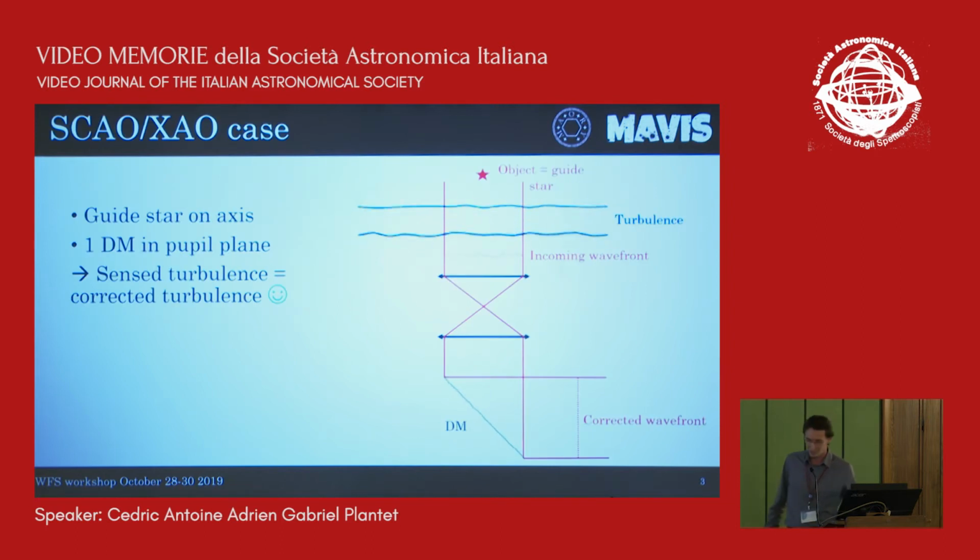So let's start from a simple case where you have the guide star on axis. That could be the object you want to observe. And here you see that I have the ultimate wavefront sensor, actually, because it perfectly senses the wavefront and it doesn't even interact with the light. I also have no delay, so I have a perfectly corrected wavefront. So in this case, you're happy because the sensed turbulence is exactly the corrected turbulence.